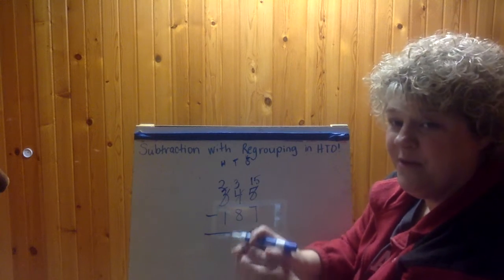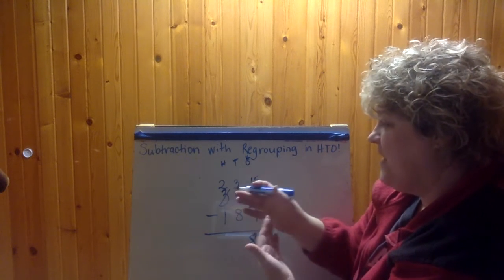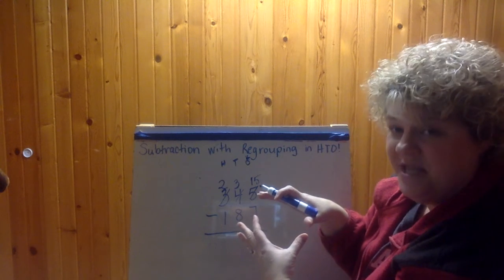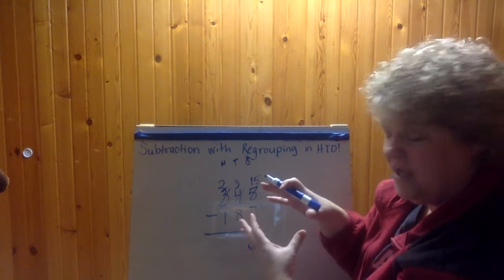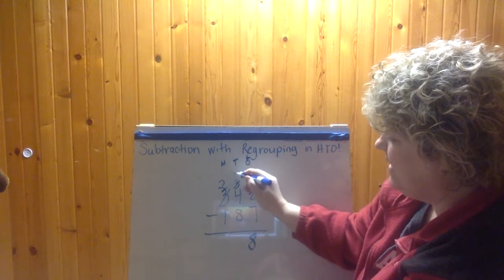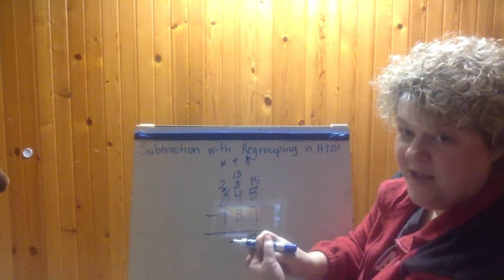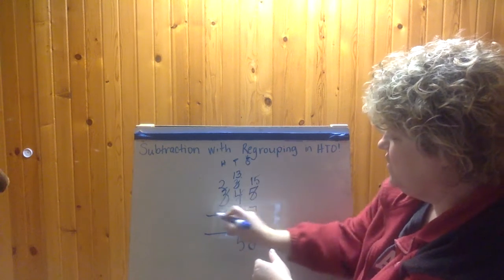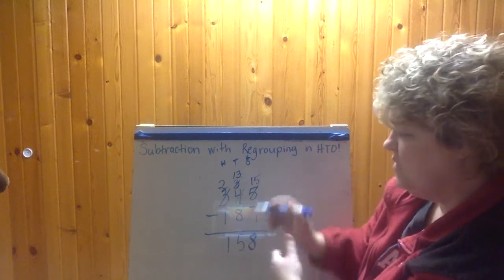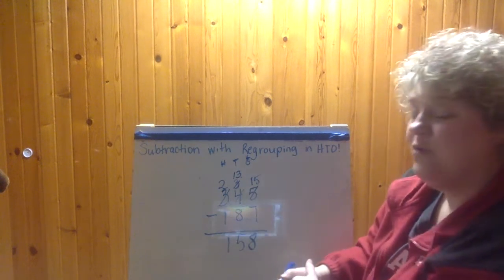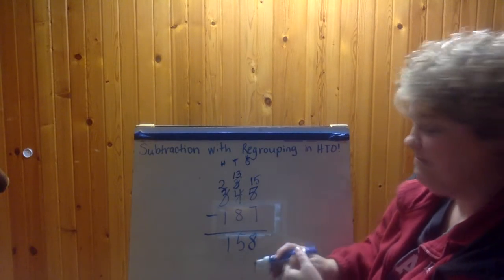And that regrouping we're going to take, because we all know that one group of 100, one flat of 100, equals 10 tens. 10 tens equal 100. So those 10 tens plus the 3 already there equal 13. So we're going to mark that out and write it down. So 13 minus 8 is 5, and 2 minus 1 is 1. So 345 minus 187 was 158.